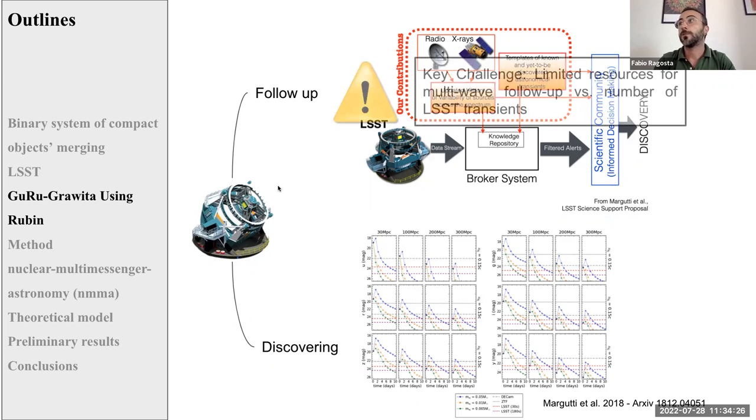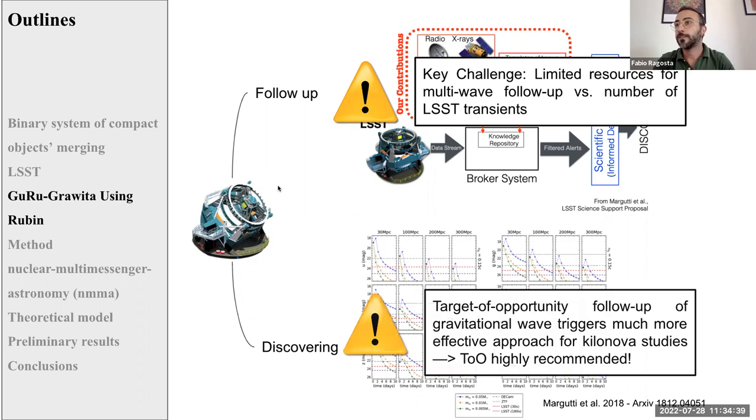But there are two key points. We have limited resources for the multi-messenger follow-up, and the number of transients expected to be detected by LSST is enormous. And then there should be the possibility to use LSST as a follow-up machine, to ask for target of opportunity observations if one of the Italian observing facilities detects some interesting candidate.